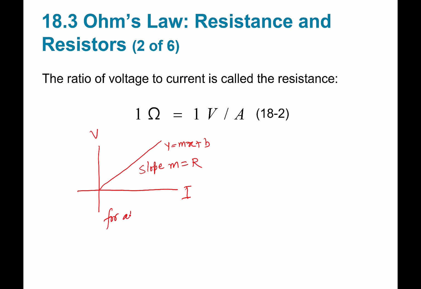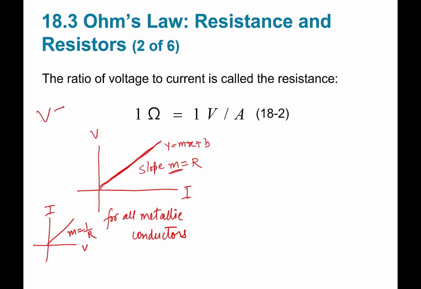For all metallic conductors, the slope will always be R, and the graph between V and I will be a straight line. I could also plot I versus V, and that would also be a straight line, but the slope m would be inverse, 1 by R. We simply follow V is equivalent to I times R. So if you are using V is proportional to I, if I remove the proportionality, I have to insert a constant, and that constant for that particular conductor is R, the resistance.